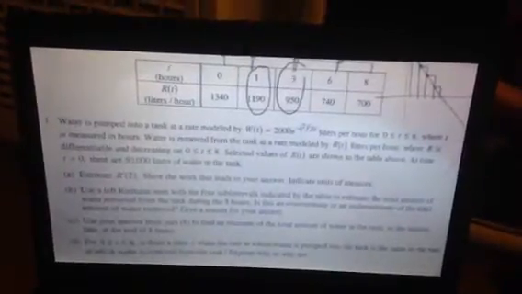0 is less than or equal to t is less than or equal to 8, where t is measured in hours. Water is removed from the tank at a rate r of t liters per hour, where r is differentiable and increasing on 0 is less than or equal to t is less than or equal to 8. At t equals 0, there are 50,000 liters of water in the tank. You should also store W of t into your calculator for future uses.